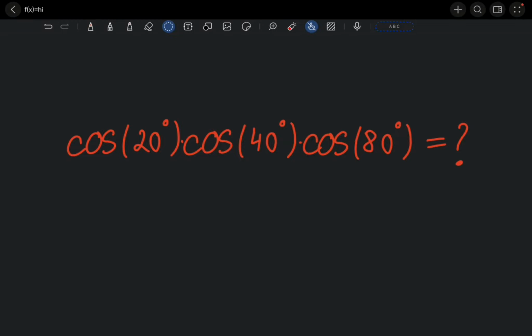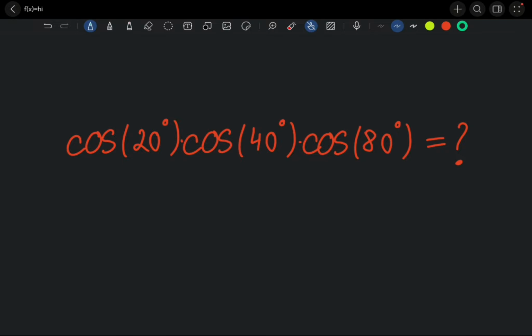Okay, so now let's look at this beauty. The product of cosine of 20, 40, and 80 degrees. They don't have a well-known value like cosine of 30, 60, or 90 degrees. So we cannot just plug their values, multiply them, and that's it. In today's video, I will present you two ways of finding the exact value of the product of cosine of 20, cosine of 40, and cosine of 80 degrees.